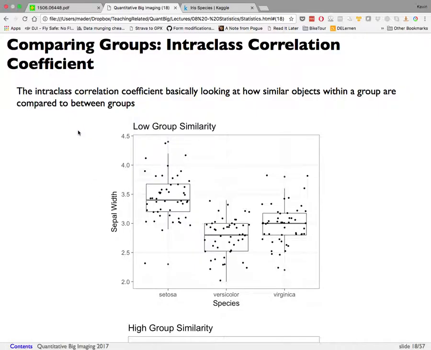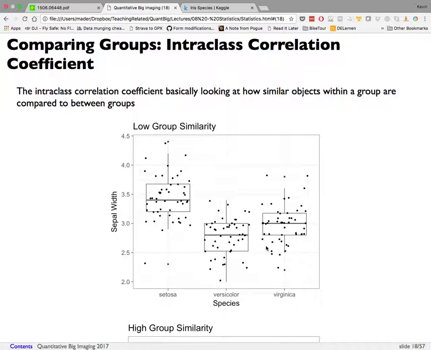So if we go for reproducibility, how can we go about measuring this? One of the easiest tools we have for this is called the intra-class correlation coefficient. If we go back to the iris data set that we showed before, we can look at this variable called sepal width, and we can take it for each species that we have: Setosa, versicolor, virginica. We can show sepal width plotted as a box plot or individual points for each one of these different species.